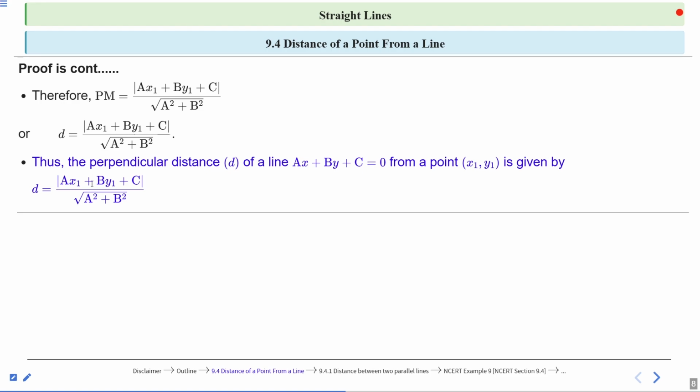So if you are given a point and a line, then you can find the distance between the point and the line by using this formula, that is, d equal to modulus of Ax1 plus By1 plus C divided over square root of A square plus B square.